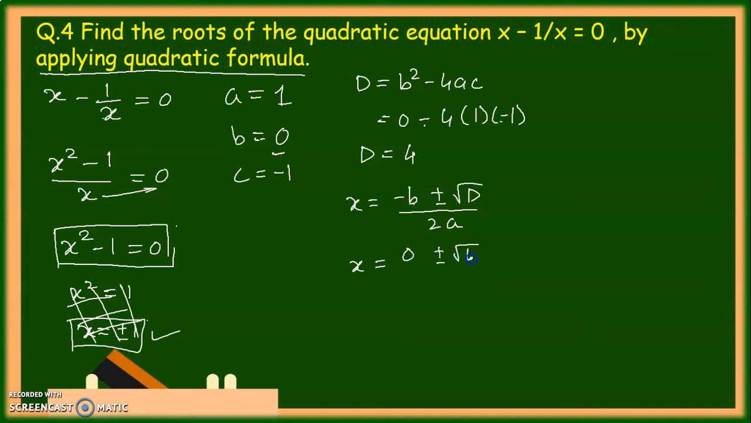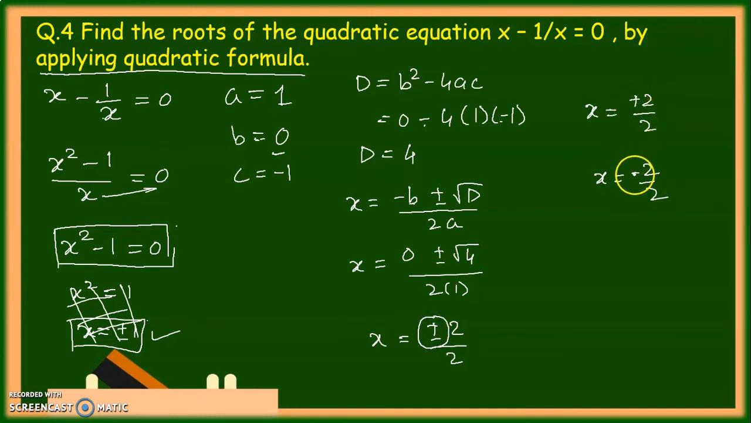Plus or minus under root d, which is 4, divided by 2, and a is 1. So we get x equal to plus or minus under root 4, which means 2, divided by 2. So one time we will take plus 2 divided by 2, and one time we will take minus 2 divided by 2, because the plus or minus sign is given. So once we take the plus sign and once the minus sign. So here we get x equal to 1 and x equal to minus 1. This is our answer. x equal to 1 and minus 1 are the roots of this given equation.